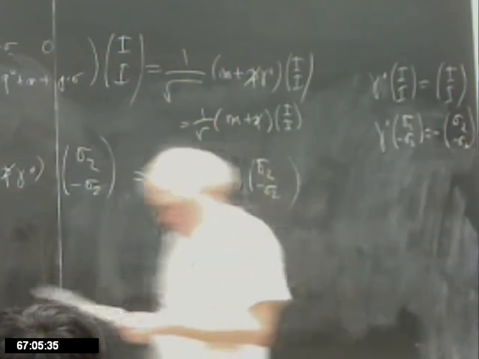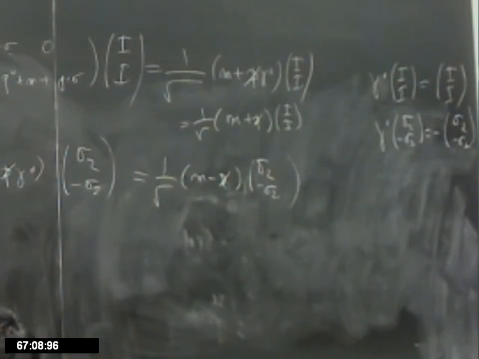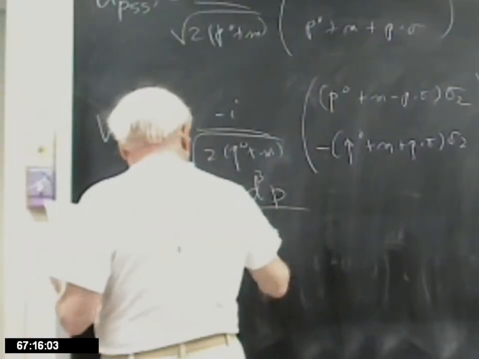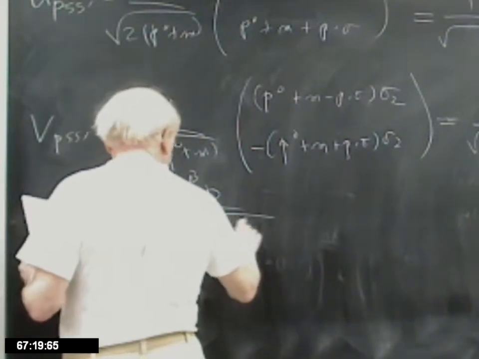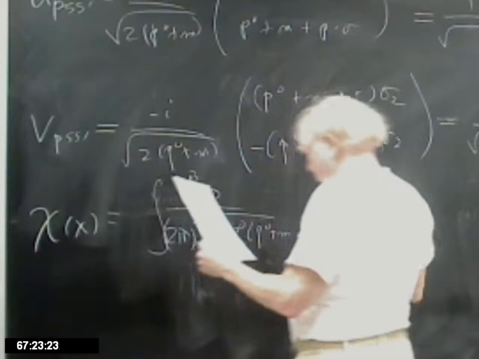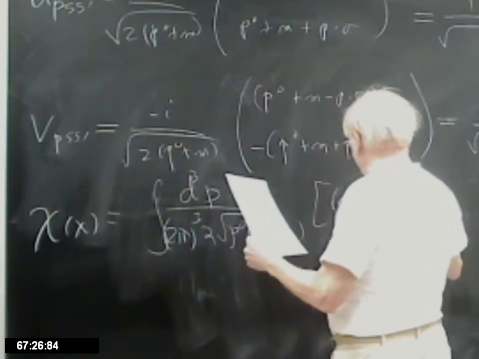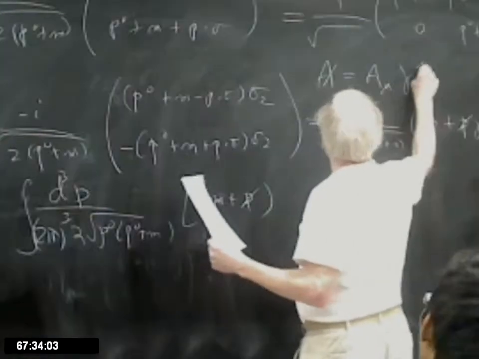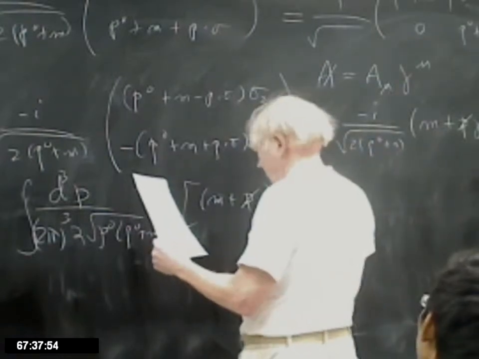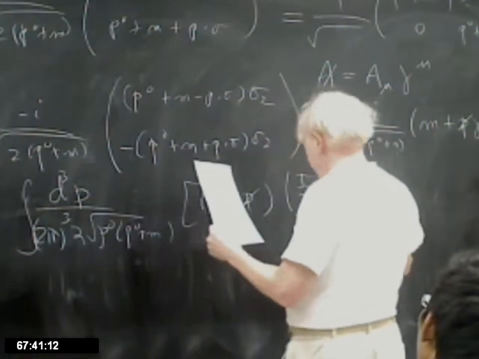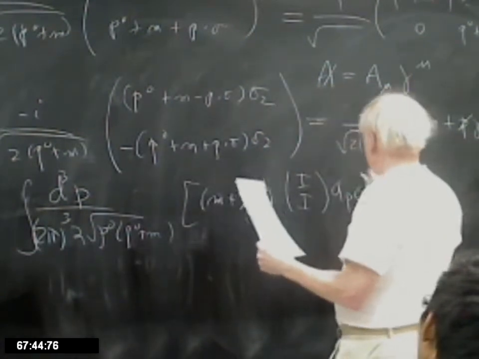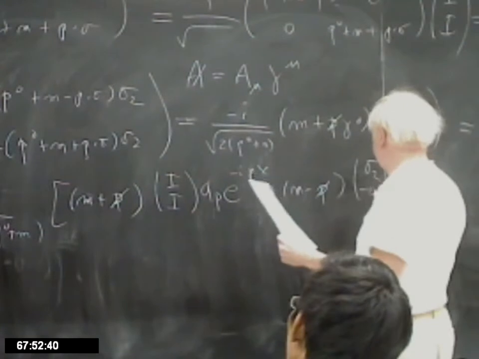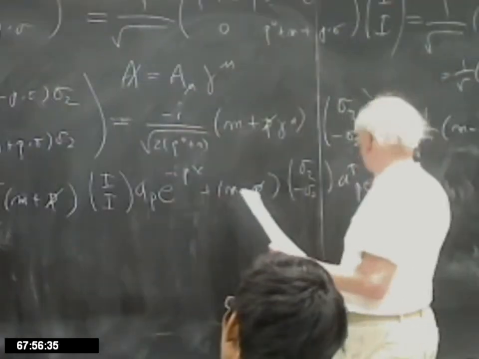And that means that our Majorana field as a four-component spinor can be written as the integral d cubed p over 2 pi cubed, 2 root p0 plus m, so I'm sort of putting all that stuff together, m plus p slash, remember the notation a slash is p mu gamma mu, whatever you want, times a p, e to the minus i px, plus m minus p slash, sigma 2 minus sigma 2, a dagger p, e to the i px.